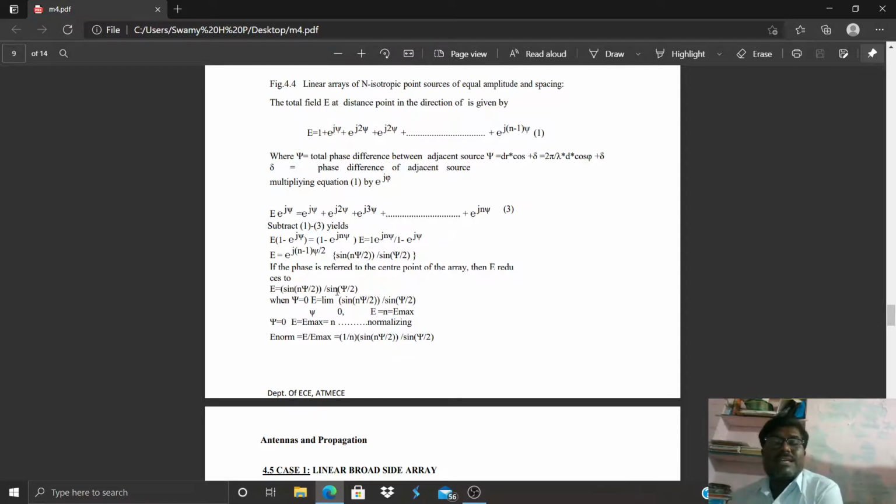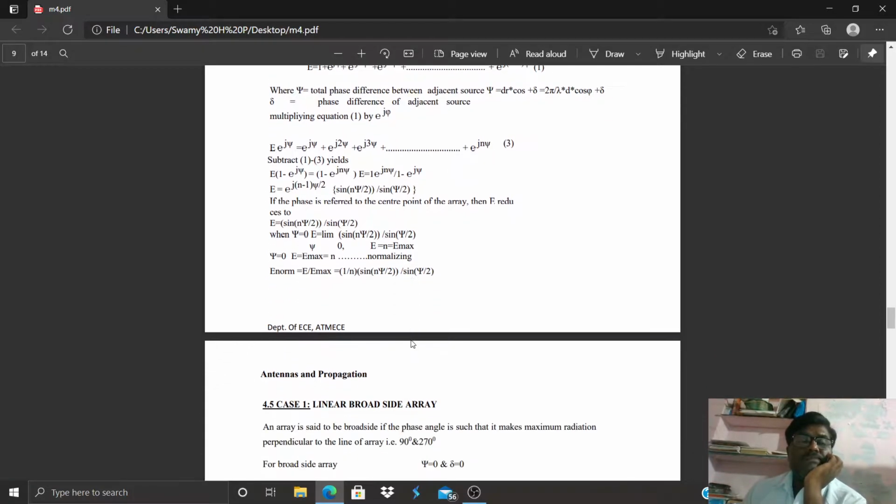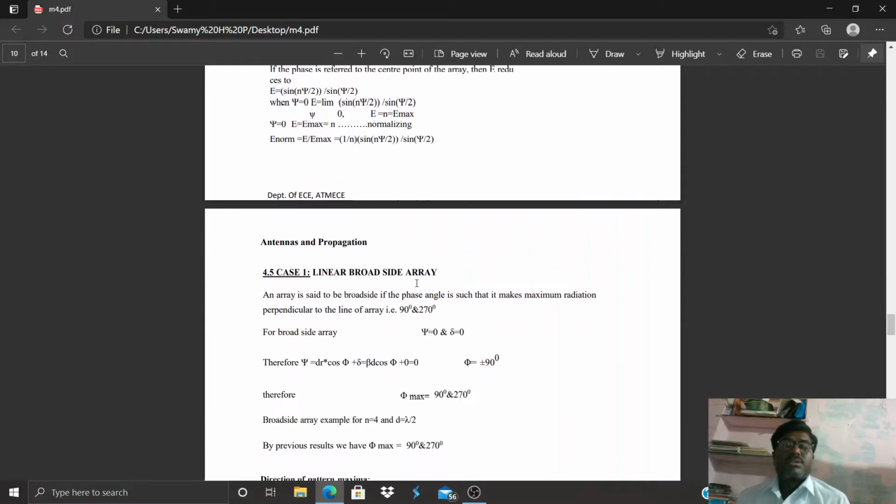That is called the normalized electric field intensity. So E normalized is equal to what? E divided by its maximum value, that is equal to 1 over n into sin(n psi by 2) divided by sin(psi by 2). So therefore E normalized is equal to E divided by E max, is equal to 1 over n into sin(n psi by 2) divided by sin(psi by 2).